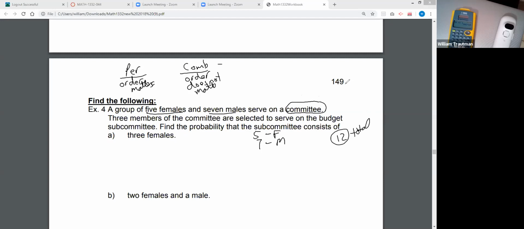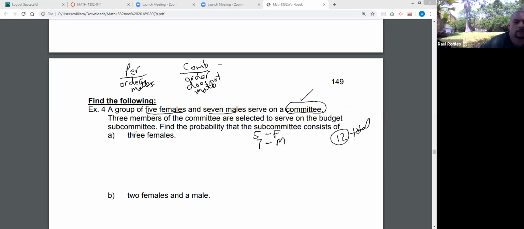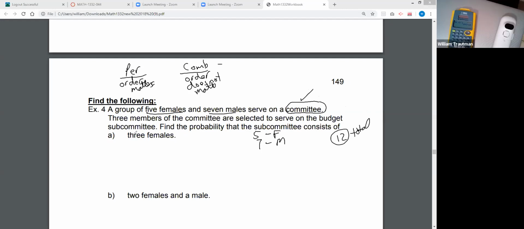Okay, so they're on a committee. When I pick three females, does the order matter? No, because they're on a committee. It doesn't say one's the president, one's the secretary. It just says they're on a committee. So the order does not matter. They're all going to be on the committee. So this is a combination, and we're picking three people.